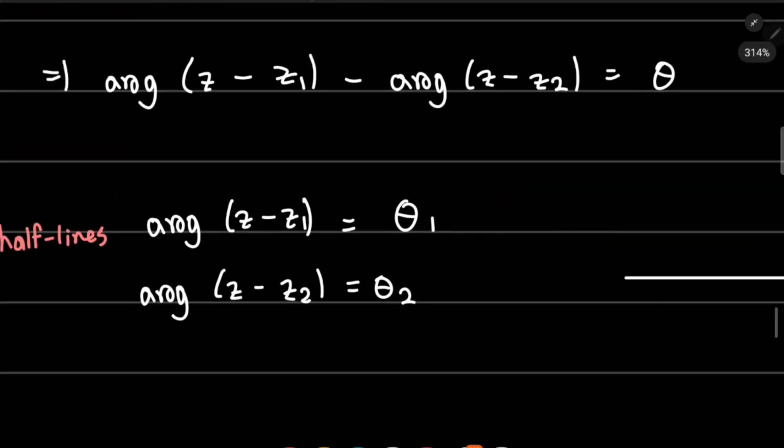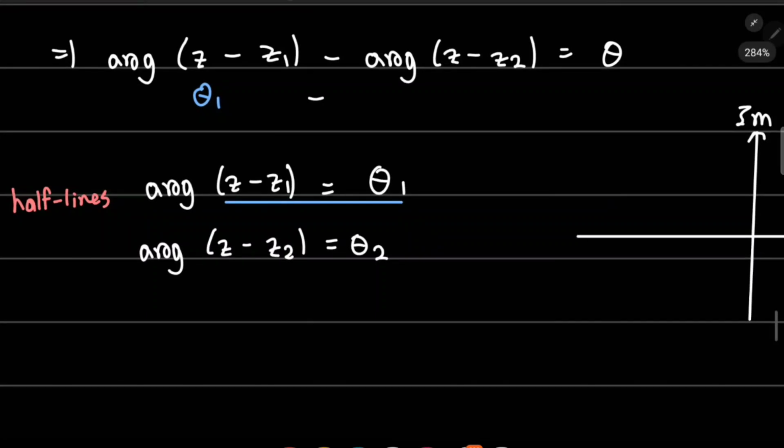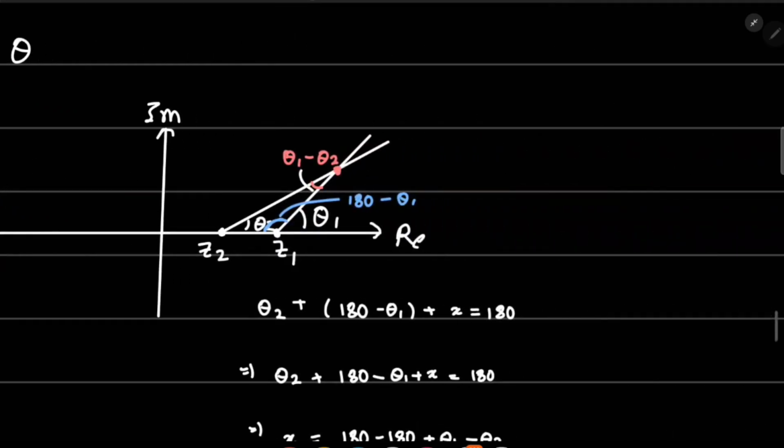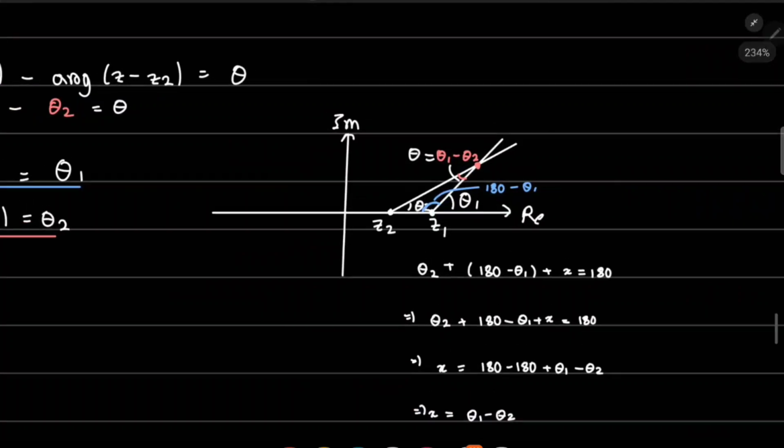It's evident in the formula as well. We have argument of z minus z1 as theta 1. Then we subtract the argument of z minus z2, which is theta 2. And this is equal to theta. So this is theta, which is theta 1 minus theta 2.